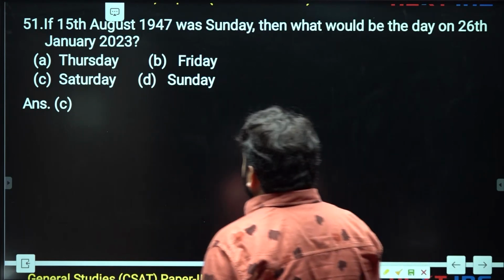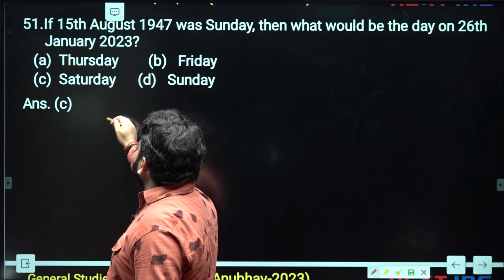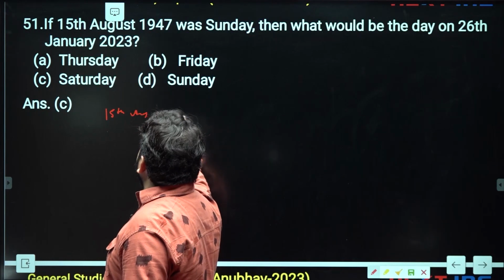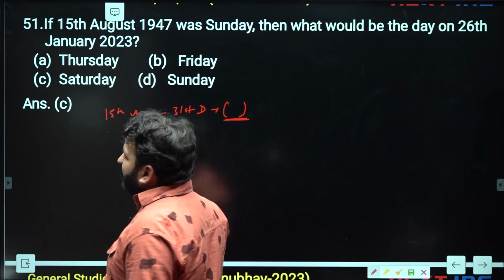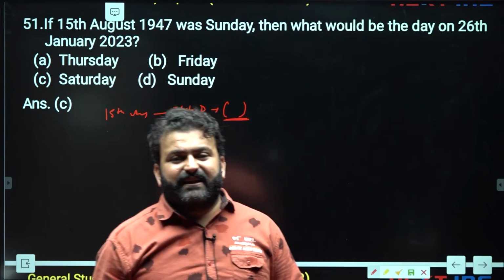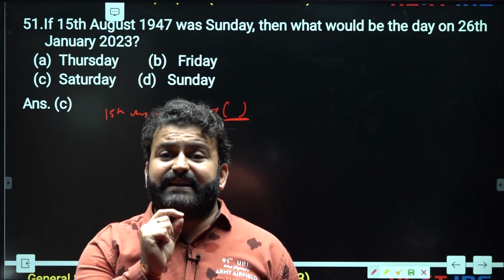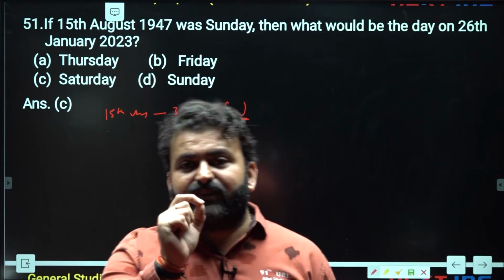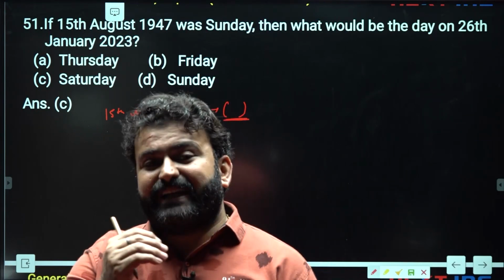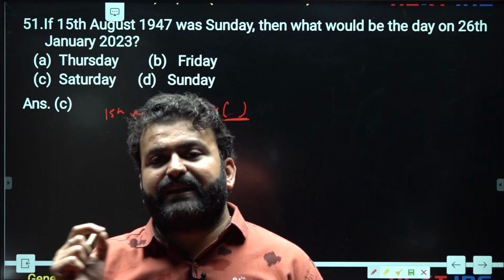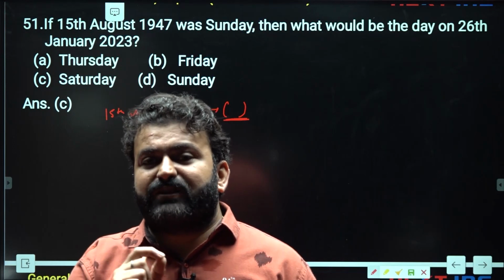So normally what will you do here? From 15th August 47 to 31st of December 1947, you find out the total number of odd days. Now in each year from 48 onwards, remember 1948 is a multiple of 4, so that will be a leap year. From 49 to 2000, there are 52 years.